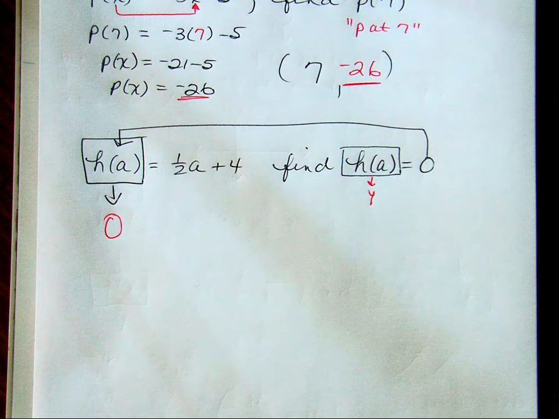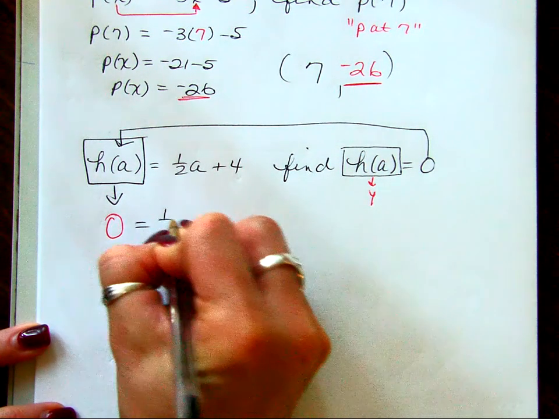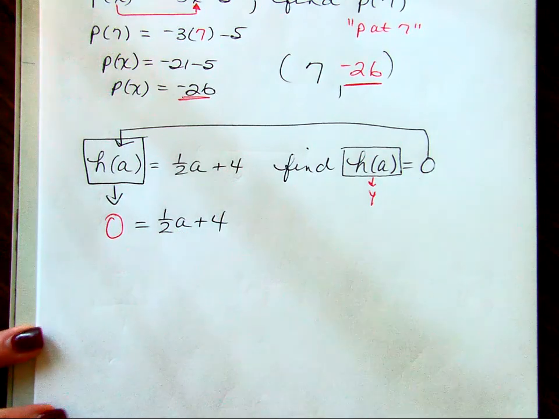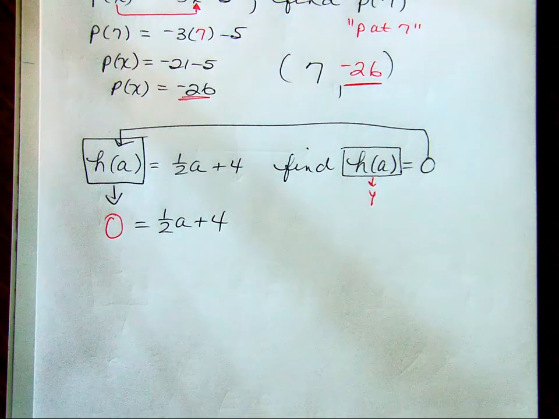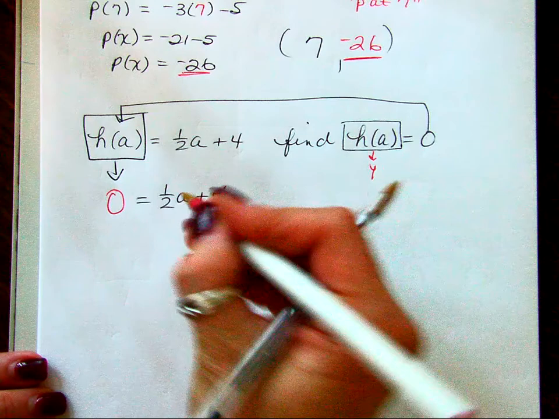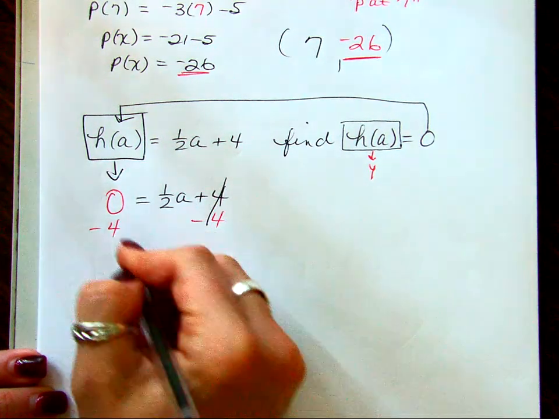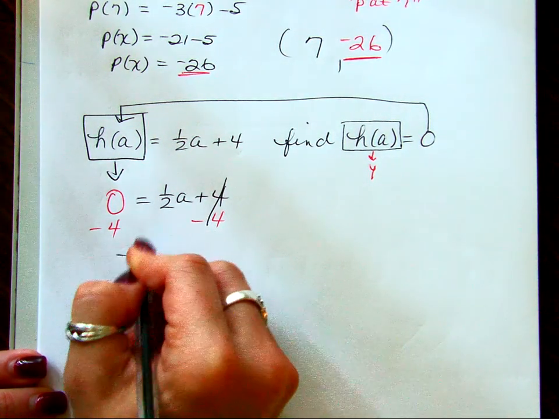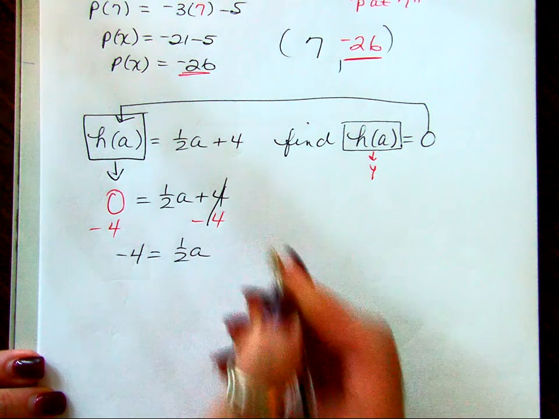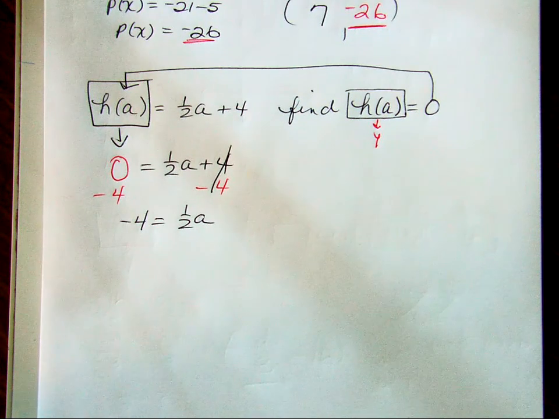So if h of a is 0, 0 is equal to 1/2 a plus 4. 0 doesn't mean stop. It doesn't mean no solution. It means keep going as long as there's still a variable there to solve for. Cancel this out, the constant first. 0, take 4 away, gives you negative 4. This brings up a great question, a good review. When my coefficient, I need to get rid of it by doing what, Joel?